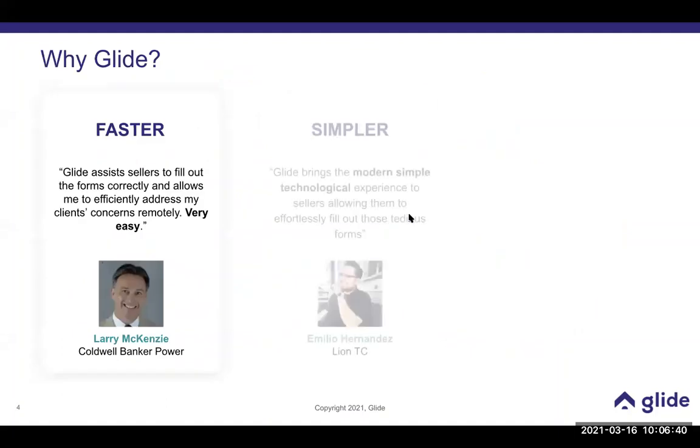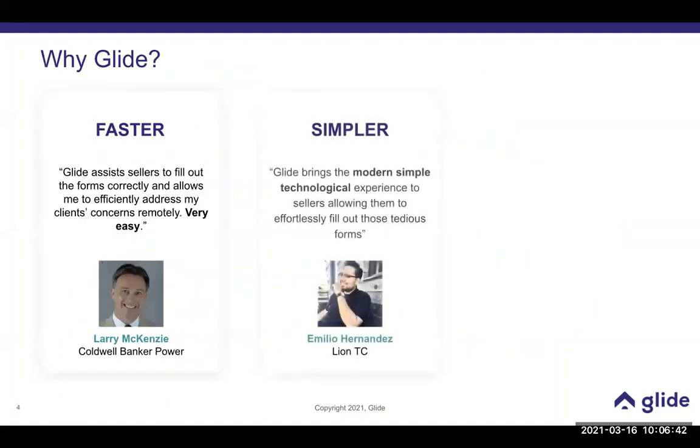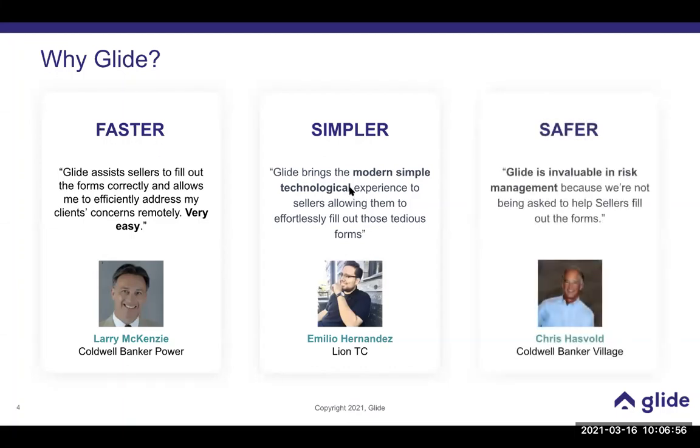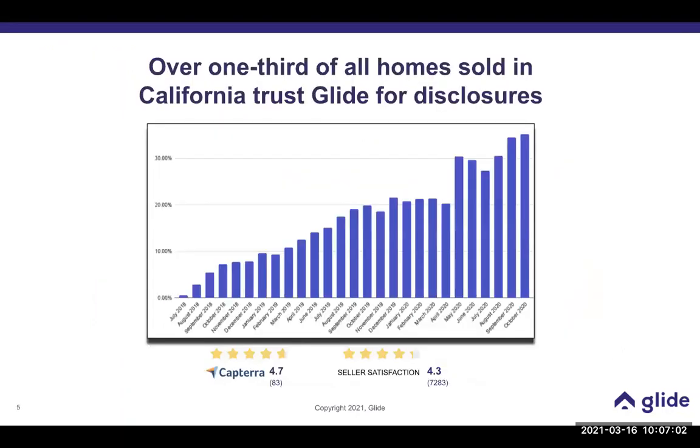So why Glide? Using Glide will allow you to get your tasks done faster, as you can see from Larry here. We give you a more simple interface that is quite modern in its user interface design that makes the transaction easier for all parties involved, including your clients. And then we are also a safer option because we have some smart features to protect you while filling out forms. So currently over 1/3 of all homes sold in California trust Glide for disclosures.